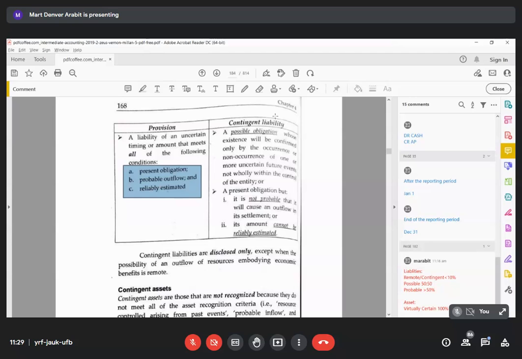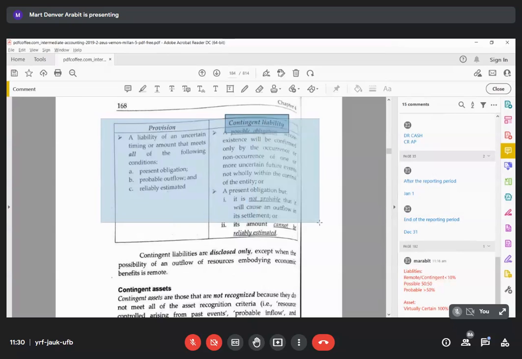However, a contingent liability is either a possible obligation whose existence will be confirmed only by the occurrence or non-occurrence of one or more uncertain future events not wholly within the control of the entity, or a present obligation where it is not probable that there will be an outflow in its settlement. Whenever we say it is not probable, we can assume it is possible. The second case is when its amount cannot be reliably estimated. Then we call it a contingent liability.